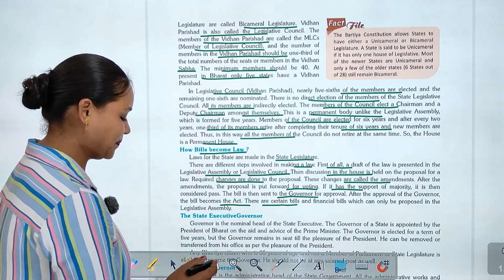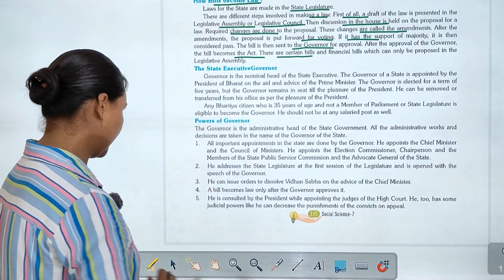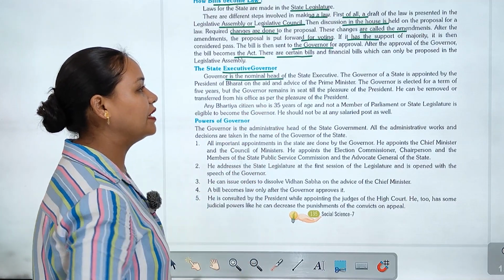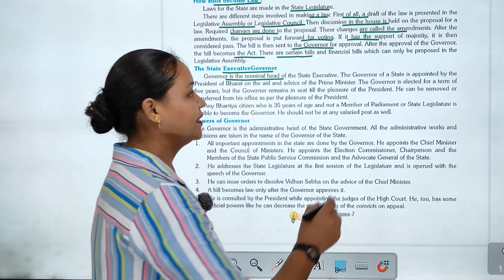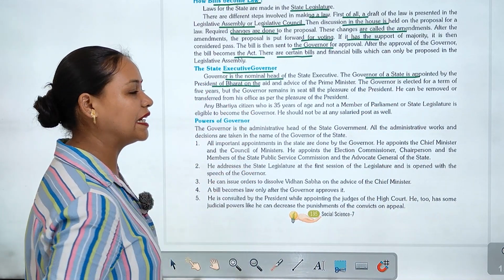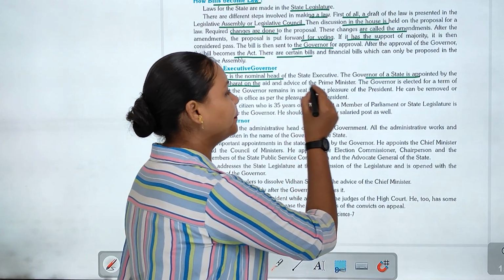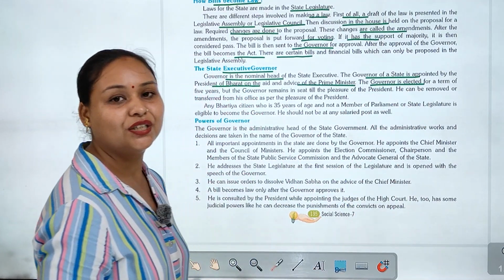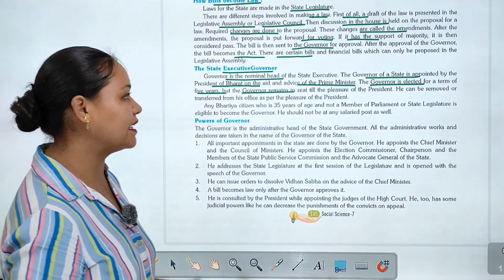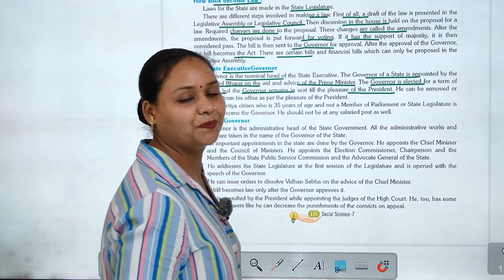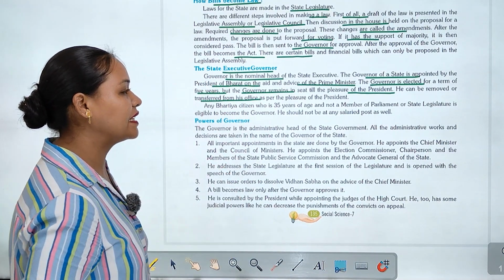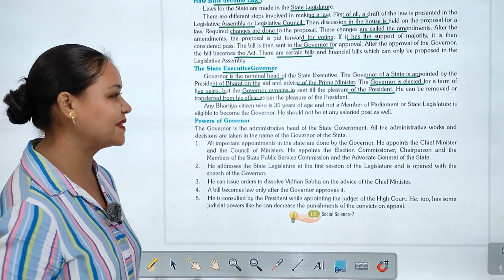Okay, चलिए next है the state executive, the governor. Governor is the nominal head of the state executive. The governor of the state is appointed by the president of भारत on the aid and the advice of the prime minister. The governor is appointed for a term of 5 years, but the governor remains in office during the pleasure of the president. He can be removed or transferred from his office as per the pleasure of the president.